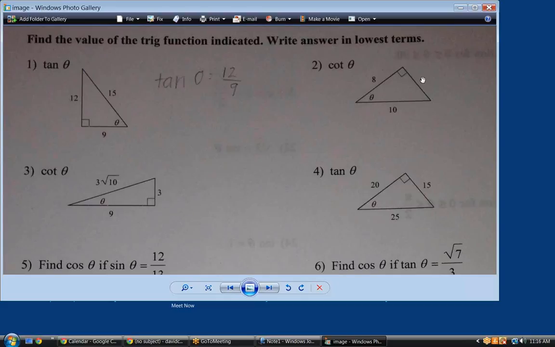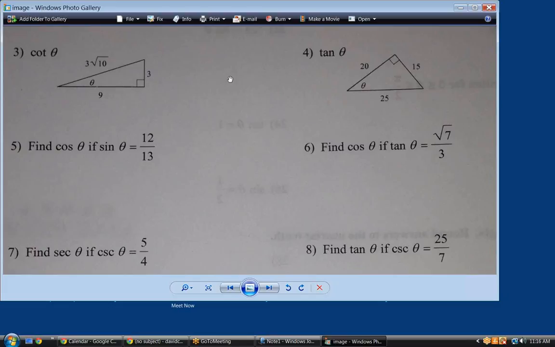No, remember it's opposite over adjacent. This is the hypotenuse. The hypotenuse is always opposite the right angle. Oh, so it's just 6 over 8. Right, so just because they have it oriented backwards, make sure you figure out which is the hypotenuse as your first step. So if the tangent is 6 over 8, the cotangent is what? 8 over 6. Yeah, or 4 over 3.